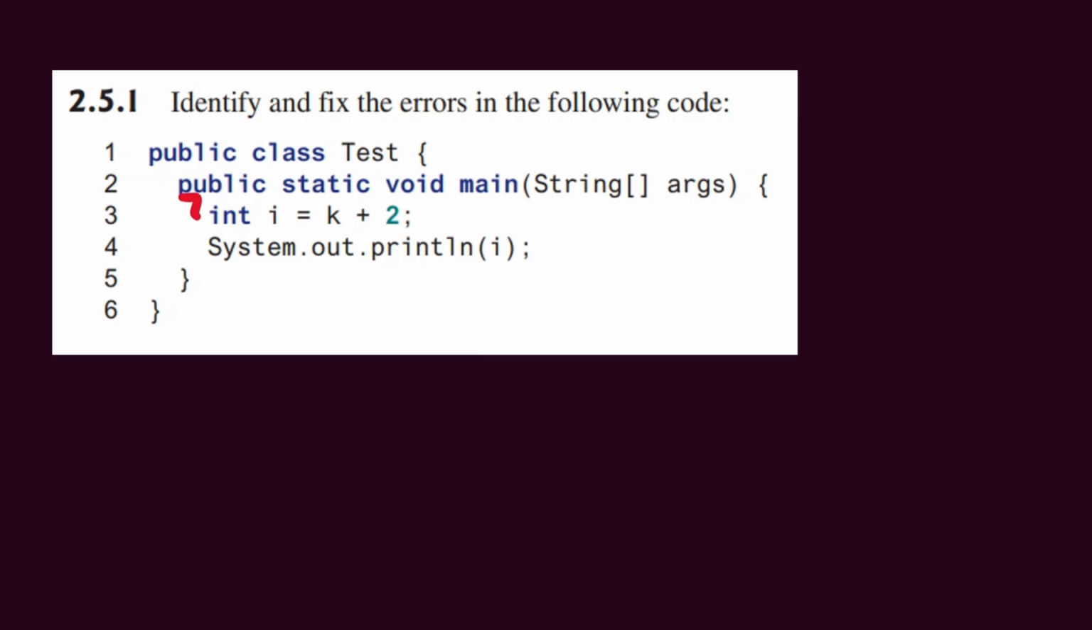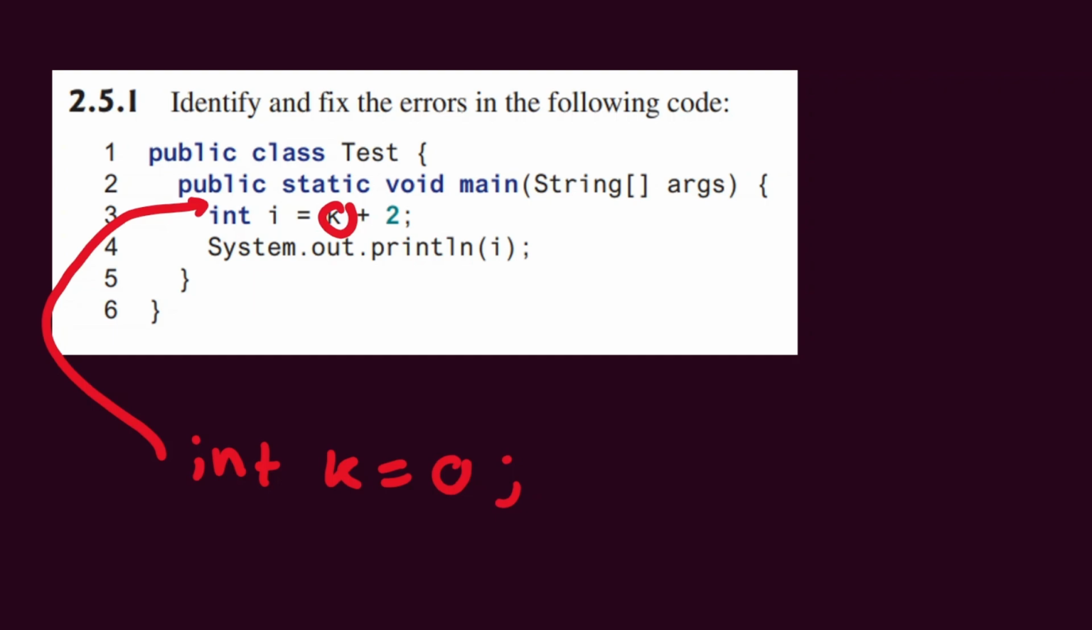So between line 2 and 3, there should be an extra line where k is declared. So pretty much between here, we should have something like int k equals a value. So let's have k equals 0. If k is 0, then i is 2, and this will print out 2. If k is 1, then it's 1 plus 2, so it's just 3.